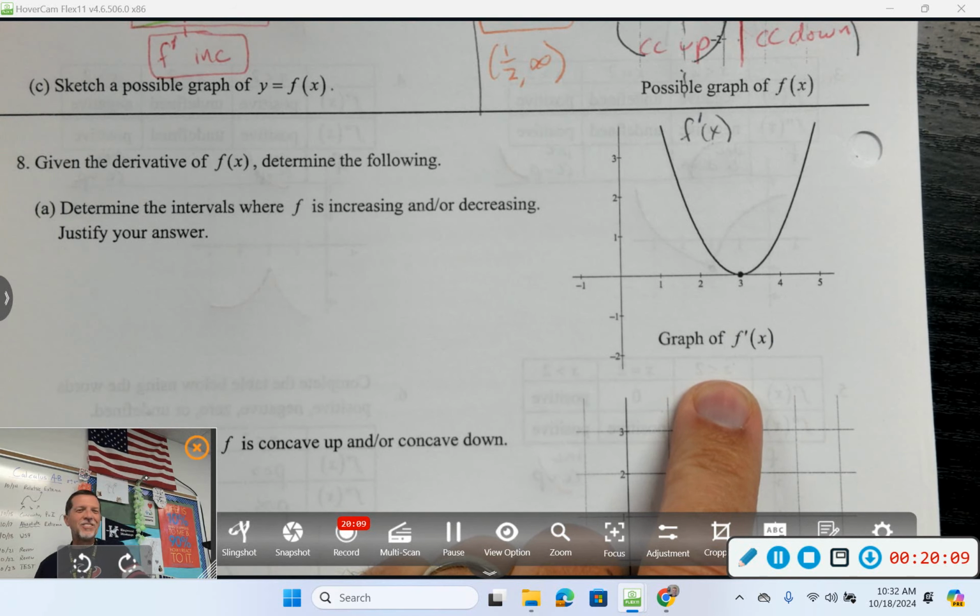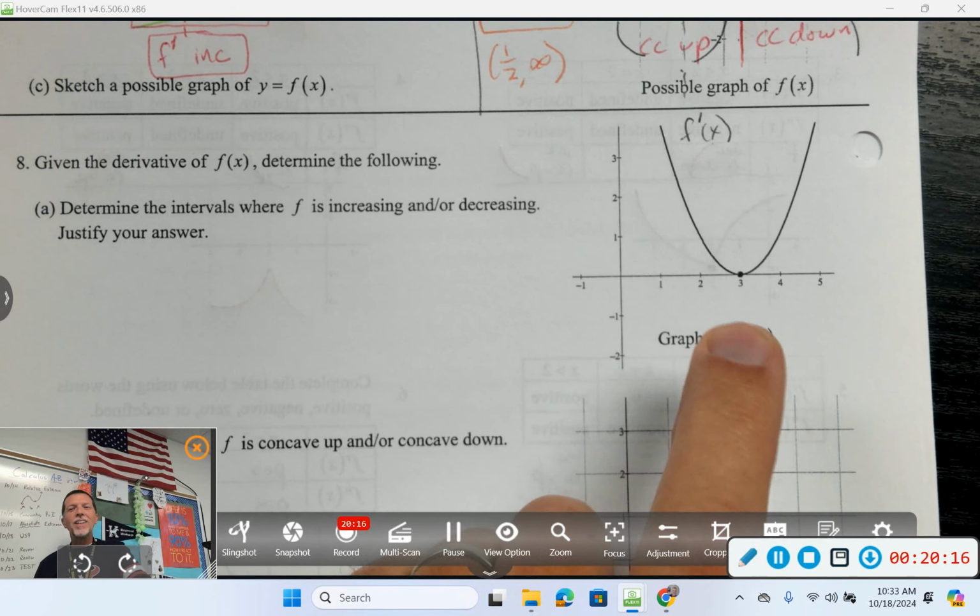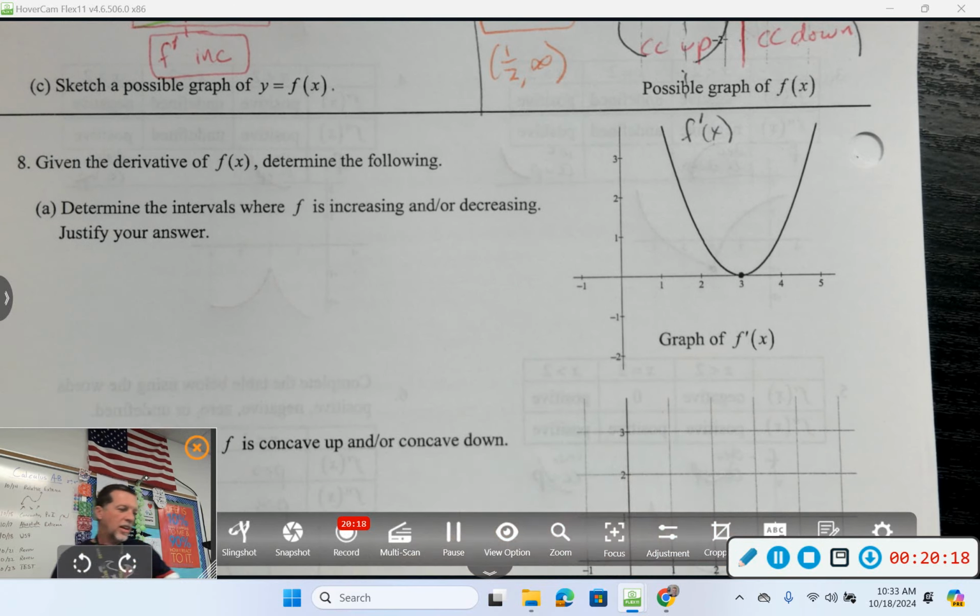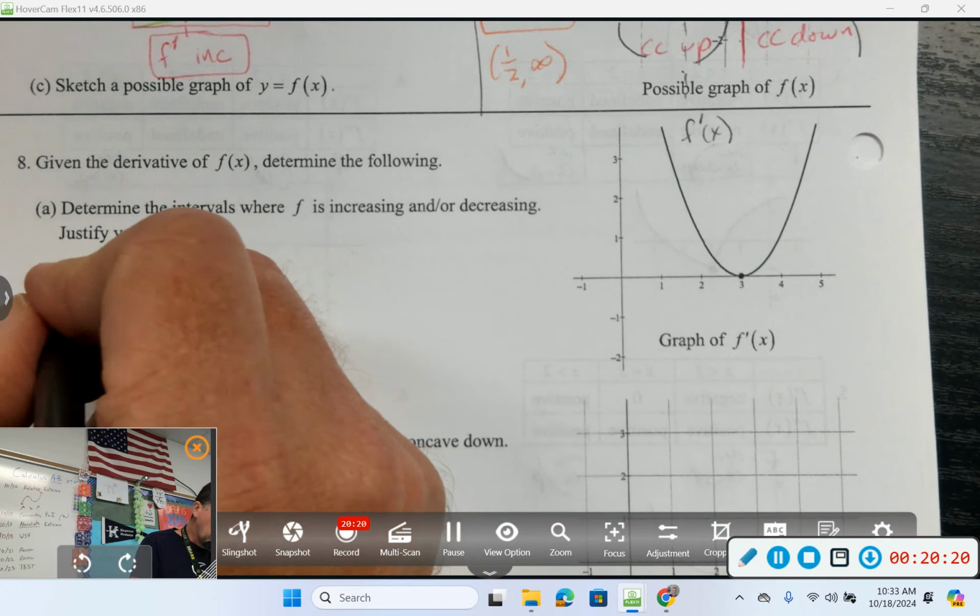No, I'm just asking you exactly what I just said. Oh, that's fine. F prime. Again, that's where people get mixed up. That's the graph of f prime. Determine the intervals where f is decreasing and increasing. And it says justify your answer. If you justify first, I think that's helpful because it tells you what to look for.